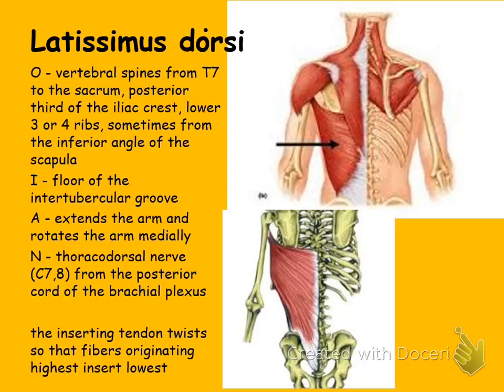So it originates on the spinous process of T7 to the sacrum, all the way down to the bottom, and then inserts on the floor of the intertubercular groove. Where's the intertubercular groove at? Intertubercular groove. Does anybody remember the humerus? That's where it sits, right on that area. So it goes all the way up, goes over the top of the shoulder into that groove. Very powerful muscle for swimming.